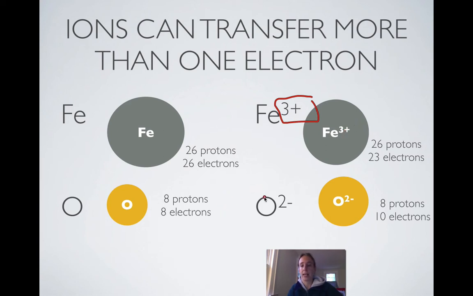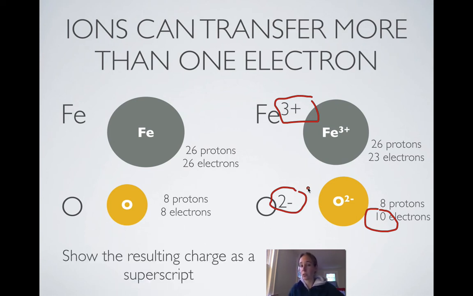Oxygen has 8 protons, 8 electrons in the atomic state, but when it gains those 2 electrons, all of a sudden we have 8 positives, 10 negatives. That means an overall charge of minus 2. So again, we write those overall charges as superscripts.